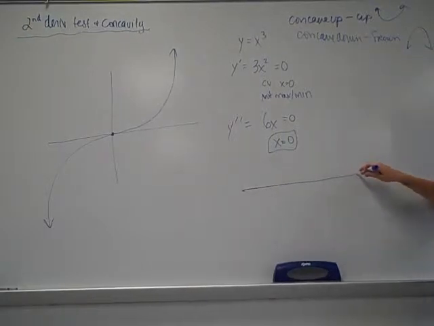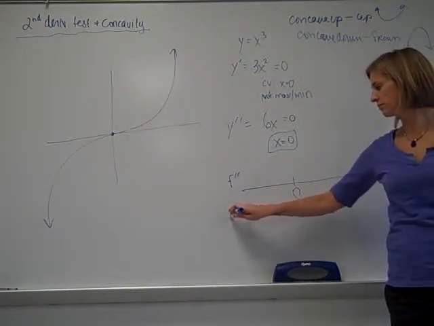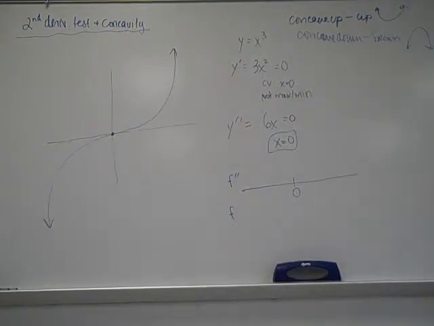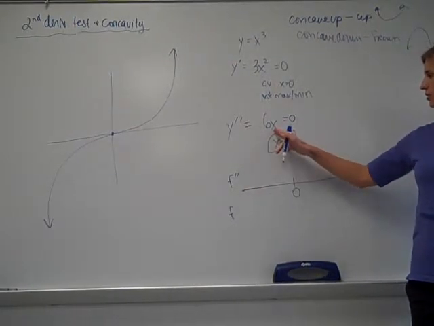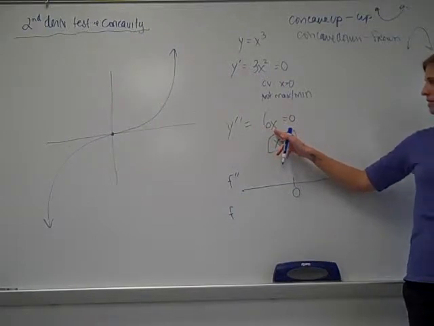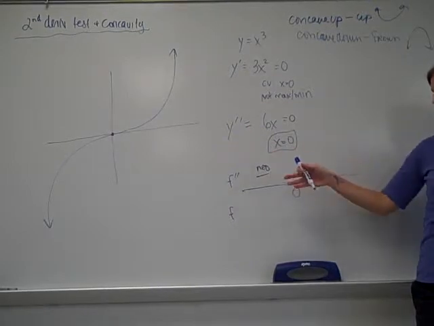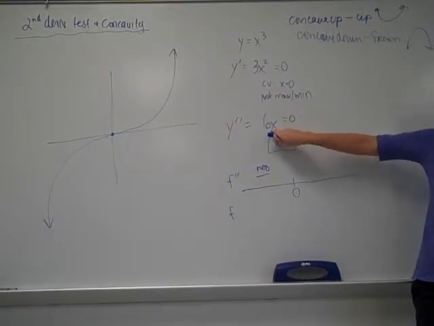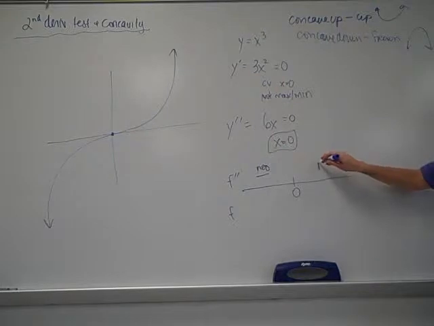I'm still going to make a number line just like I did with the first derivative test, except this time I'm going to label the number line with second derivative and the regular function. So tell me what's true. When x is less than 0, what's always true about the second derivative? It's negative. When I pick a number in this graph that's less than 0, it's always going to make the second derivative negative. And if I pick a number bigger than 0 and plug it in, it's always going to make the second derivative positive.